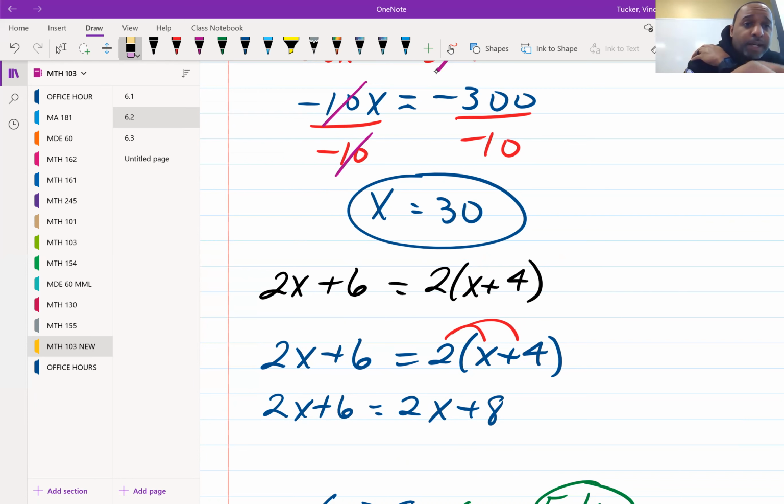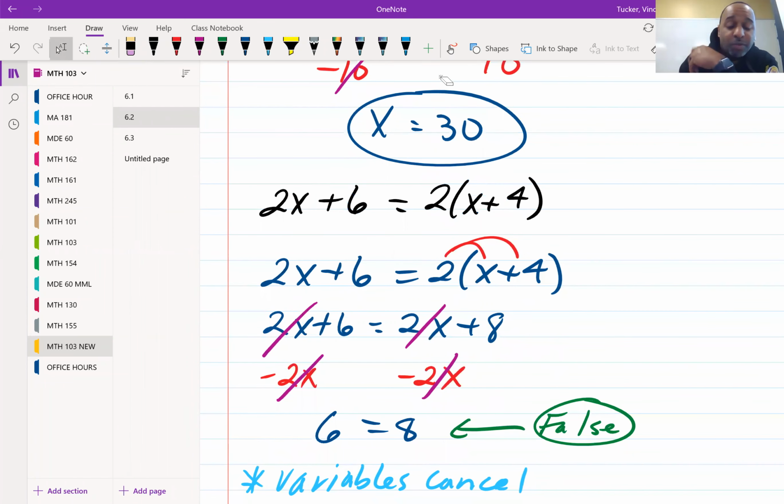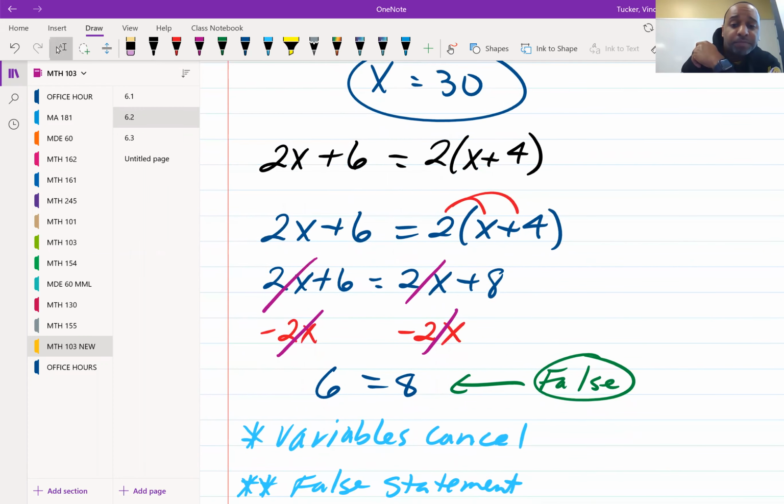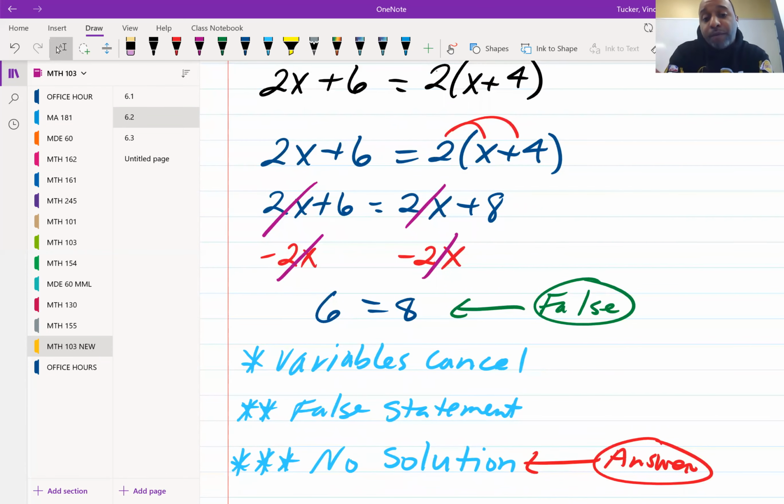So now we're going to subtract 2x from both sides. So notice it ends up canceling on both sides. So be careful. Sometimes people are afraid to let that happen. It is okay for your variables to cancel on both sides of the equation. Notice that leaves us with 6 equals 8. And that is a false statement. So your answer isn't false, but you have a false statement, of course, because 6 is not equal to 8. But we have a special situation here. So whenever your variables cancel and you end up having a false statement, your answer is no solution.